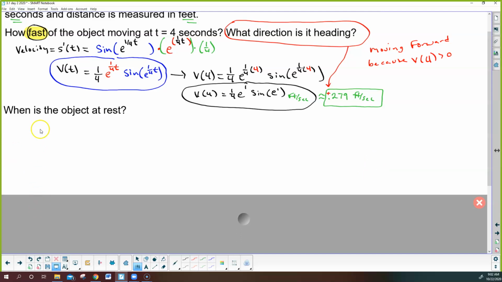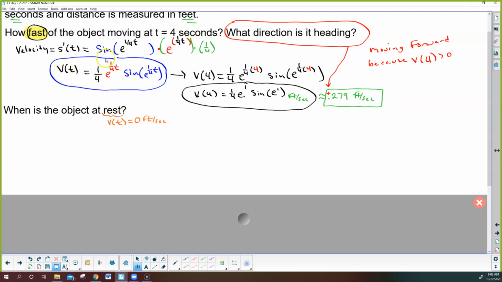Okay, so the next question: when is the object at rest? We've got to read that very carefully. What do we mean about the velocity when an object is at rest? If it's stopped, the velocity is 0. Notice this doesn't say plug 0 in. If I had plugged 0 into the velocity, that would be how fast it is moving at 0 seconds. We want to know when the velocity is 0 feet per second.